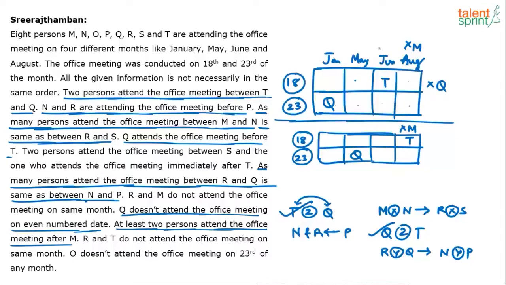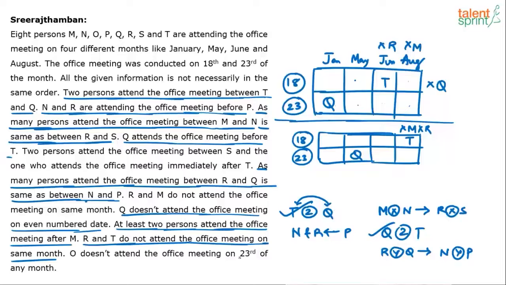See, T is in June, so R cannot come in June here because R and T cannot be in the same month. Here T is in August, so R cannot come in August. You're able to follow? R and T cannot be in the same month. So since T is in August, R cannot be in August. Here since T is in June, R cannot be in June. So that point is also done. We have noted where R cannot come.